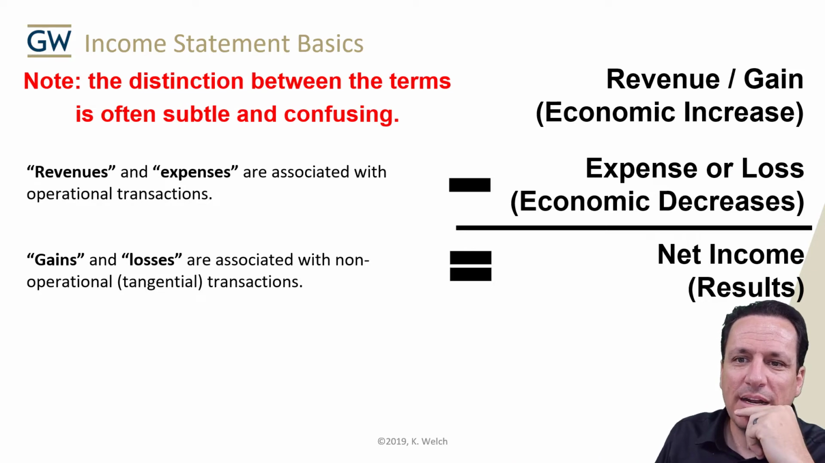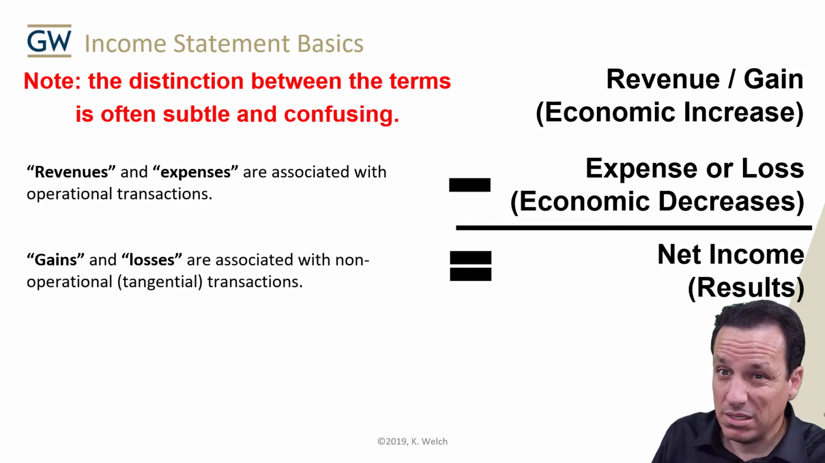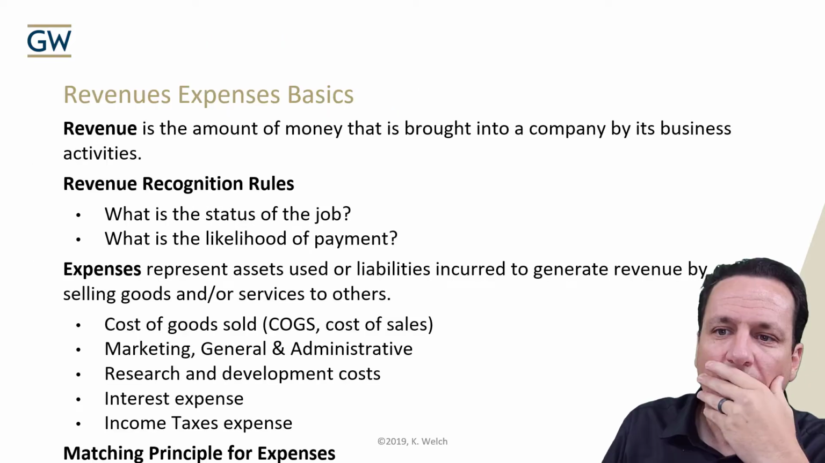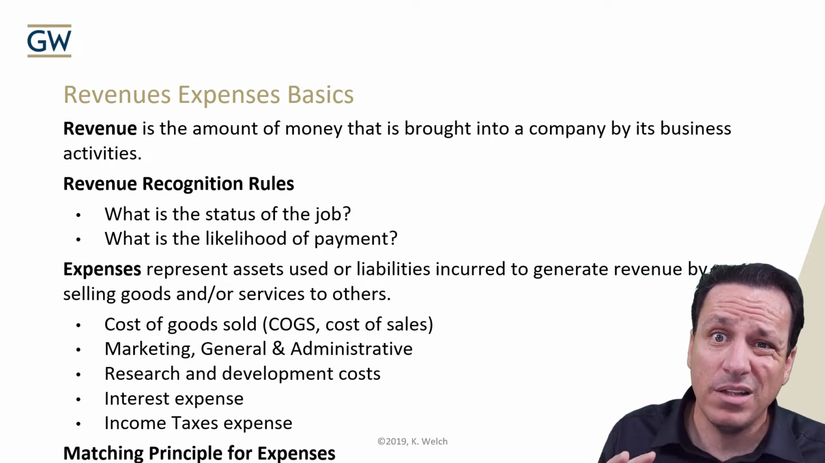So the way to think about it is, is this a job that we normally do? And if it's a job that we normally do, if it's something that's a normal, regular, recurring type of thing, we're going to put revenues and expenses. And if this is a unique type of thing, something that doesn't happen that often, we're going to put it as a gain or a loss. And so generally, revenue recognition rules fall into these two buckets.